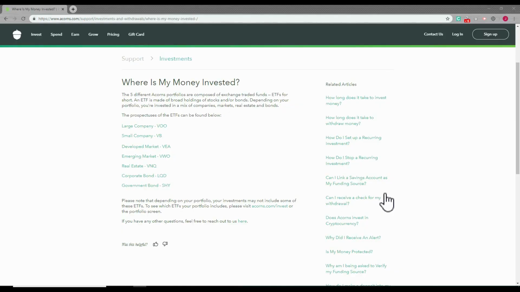So today I want to talk to you guys about Acorns, and when you're investing your money using the Acorns app, where is your money actually going? What funds are you actually putting your money into? So today I want to break that down, just so you can see exactly where your money goes and how that works.